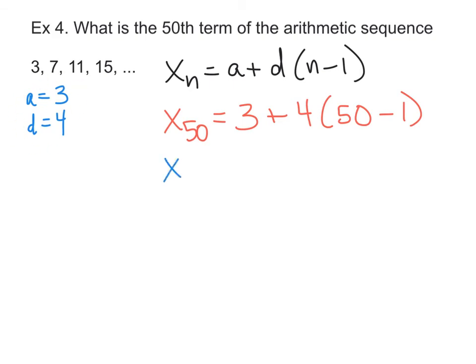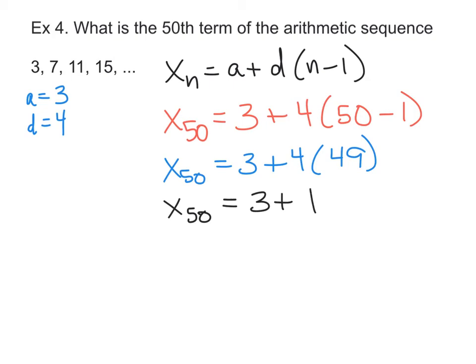All right, so now I've got x sub 50 is equal to 3 plus 4 times 49. So x sub 50 is equal to 3 plus 196. x sub 50 is equal to 199. So the 50th term of this arithmetic sequence is 199. Again, the formula totally saves you time. You'll have the formula when you take the test for this, but you need to know how to use it, and you need to understand what a is and what d is.